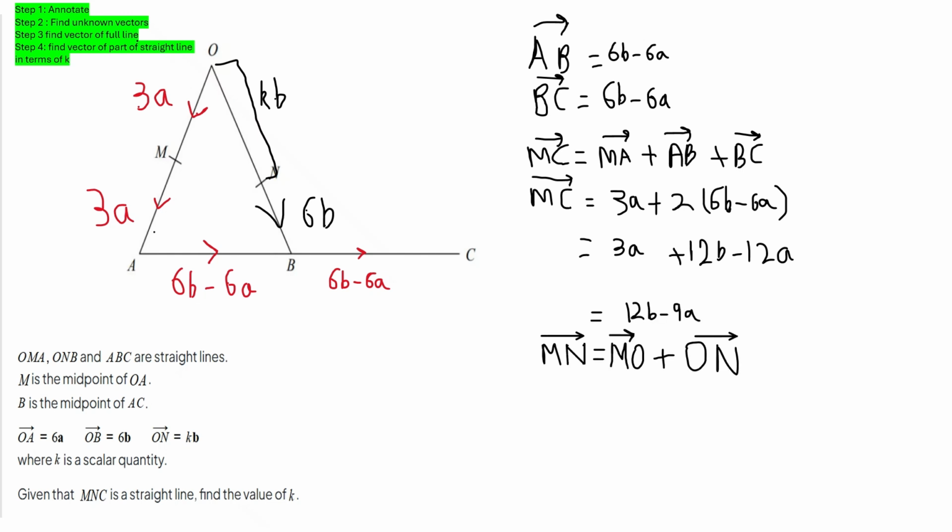Now the next thing we want to do is find part of the straight line in terms of K. So MN is the same as MO plus ON, because that's the pathway to get from M to N. MO is in the reverse direction of 3A, so we multiply 3A by minus 1 to get minus 3A. And as we're given in the question, ON is KB, so we can add those together to get MN equals KB minus 3A.